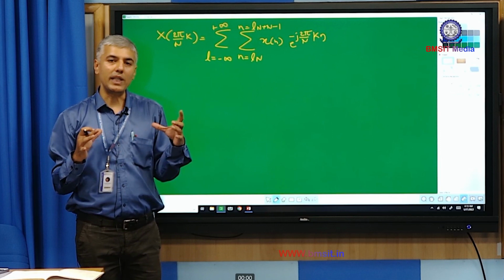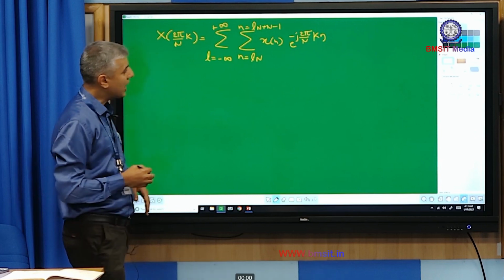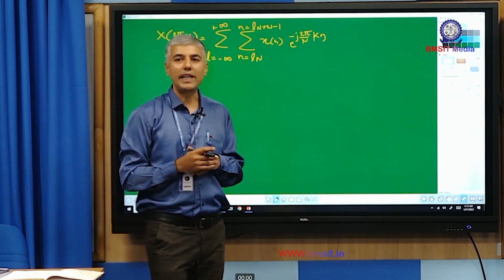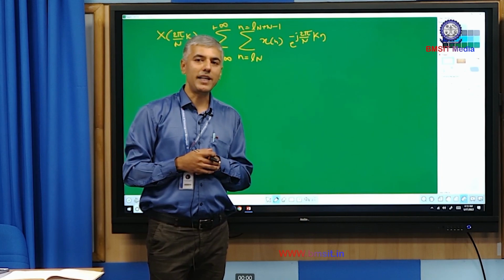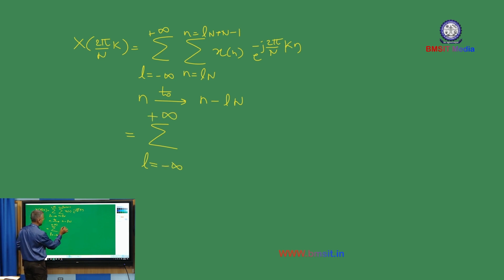The purpose of doing this rearrangement of terms will become evident if we were to change the index of the inner summation. If I were to change the index of the inner summation from n to n minus ln, then there are going to be a lot of useful insights that you can obtain. So we shall write it as the outer summation, as it is, minus infinity to plus infinity. The inner summation is now n minus ln.